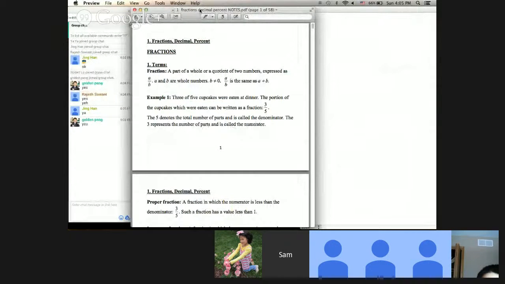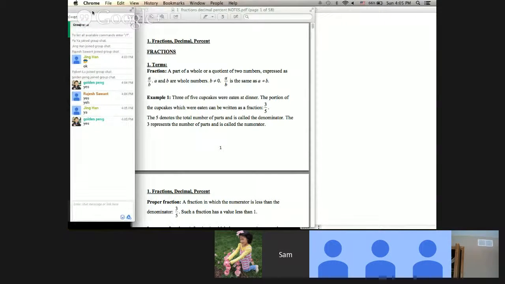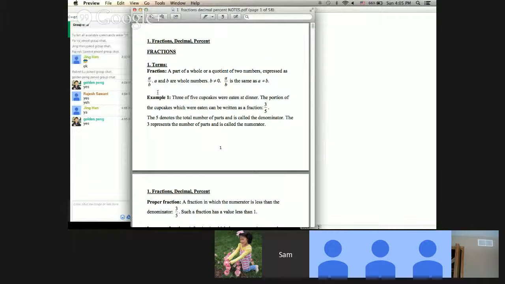Today we'll be talking about fractions, decimals, and percents. I think most of you already know what fractions are, hopefully, but we'll review them real quick. A fraction is a part of a whole or a quotient of two numbers expressed as a over b, where a and b are whole numbers. For example, 1/2 is a fraction. You can also write a over b as a divided by b, same thing.